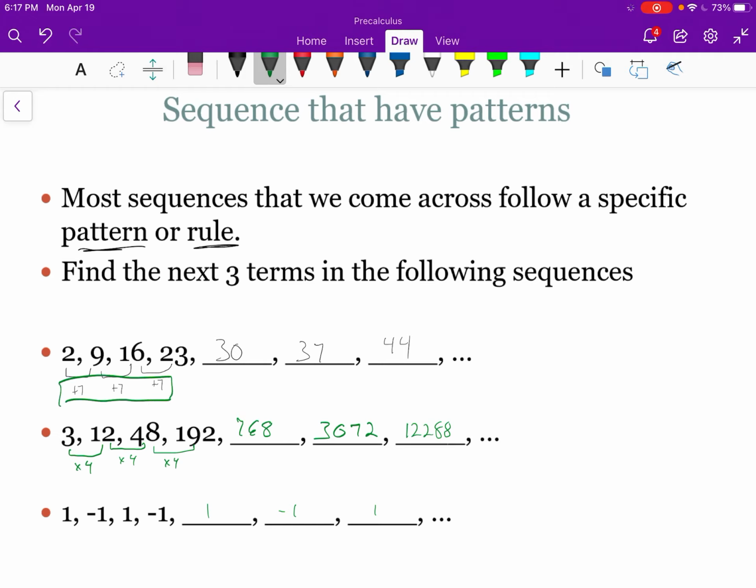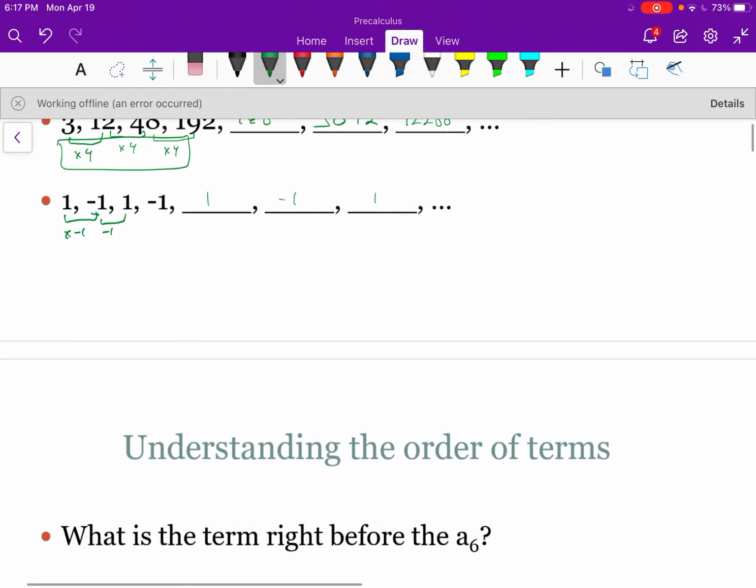So we added 7, we multiplied by 4. Is there a mathematical way or using operations to get to the next term? Well, we can multiply by negative 1. But we can just look at the pattern and see that it keeps alternating 1 and negative 1. But realizing that multiplying by negative 1 does change the sign of the term. It will alternate signs, positive, negative, positive, negative.